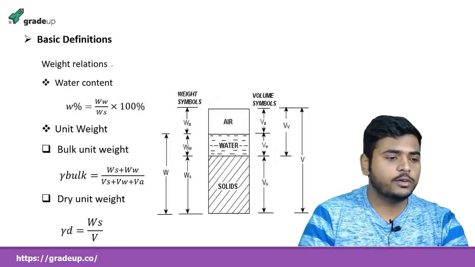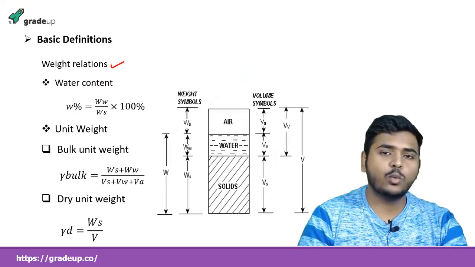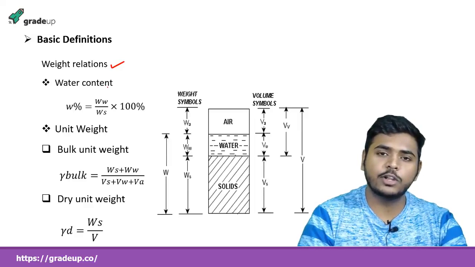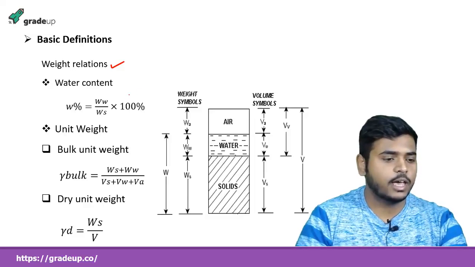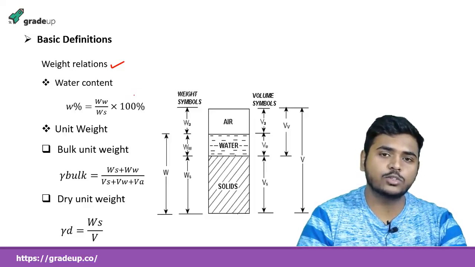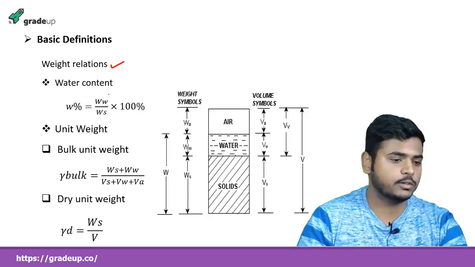Now coming to the weight relations. The first is the water content. This is defined as the ratio of weight of water to the weight of solid. This is generally expressed in percentage, and it is more for fine grained soil rather than the coarse grained soil.